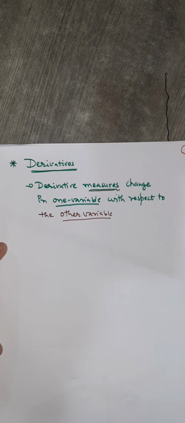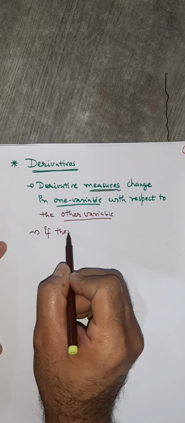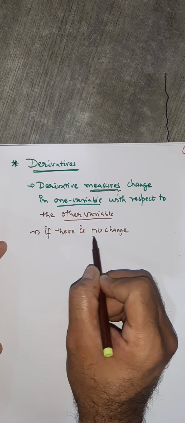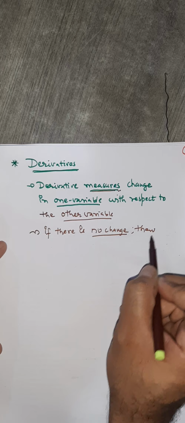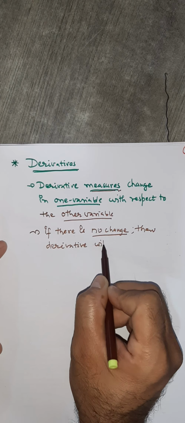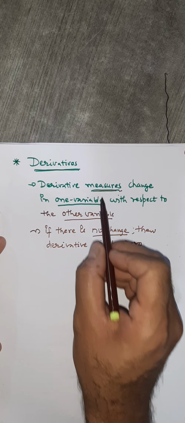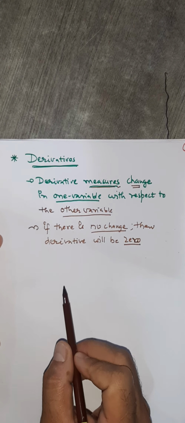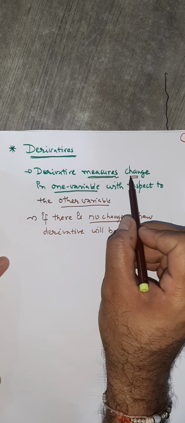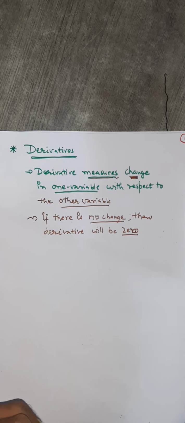If there is no change, derivative is 0. If there is no change in the variable, then derivative will be 0. Because what does derivative in general measure? Change in one variable with respect to the other variable. So whenever there is a question of rate of change, then it's indirectly a question of derivative.